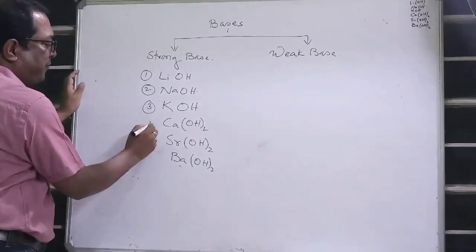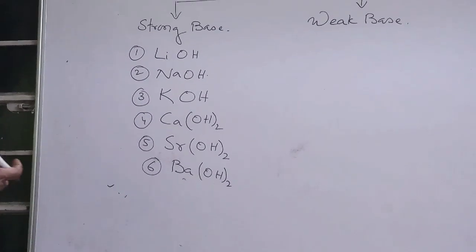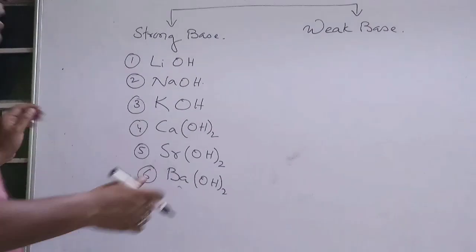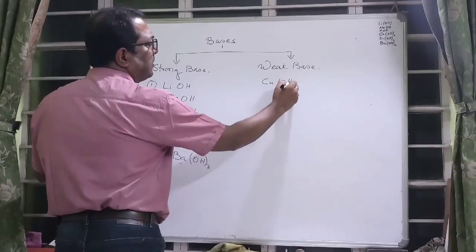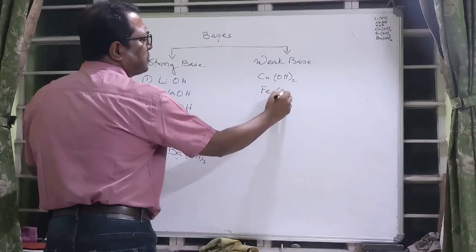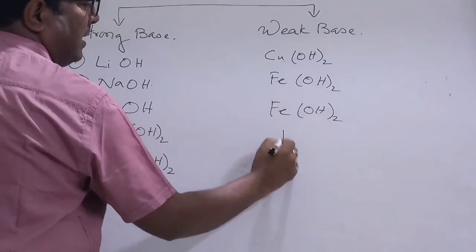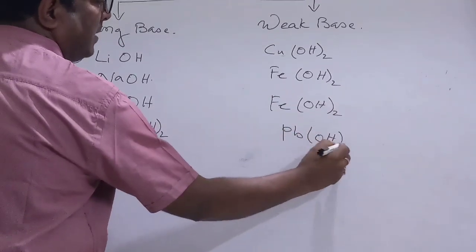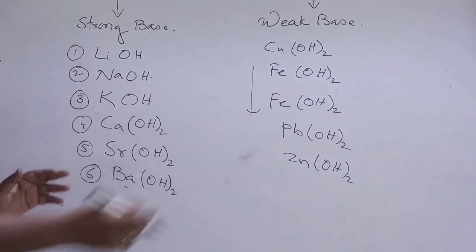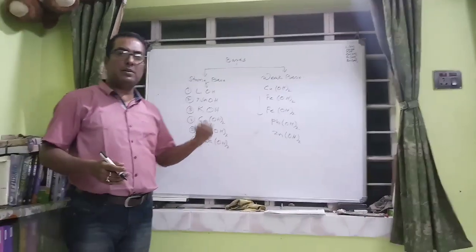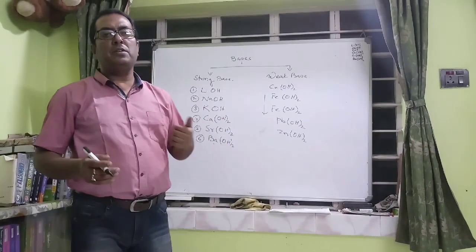So, 6 strong bases we have: 1, 2, 3, 4, 5 and 6. So 6 different strong bases you have to keep in your mind. And weak bases, the rest of all are weak bases, like copper hydroxide, iron hydroxide, ferric hydroxide, lead hydroxide, zinc hydroxide. The rest will all be weak bases. So who are the weak bases? The weak bases are those which dissociate partially in water.